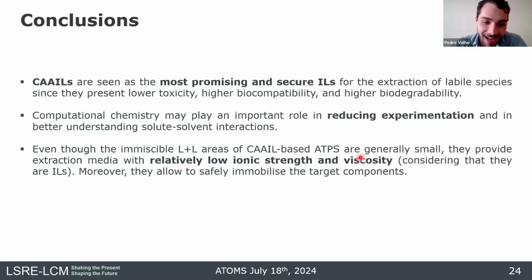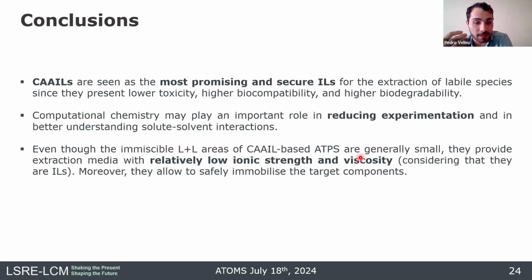So, final highlights. As I hope you have understood, choline amino acid ionic liquids are the most promising and secure ionic liquids for extraction of labile species such as antioxidants, since they present lower toxicity, higher biocompatibility, and higher biodegradability. On the other hand, we are using computational chemistry to reduce experimentation and to better understand solute-solvent interactions. We have some works, for example, on the determination of the non-randomness factors of biomolecules using just computational chemistry, which has been helping us parameterize equations of state and GE models to better describe electrolyte-containing systems.